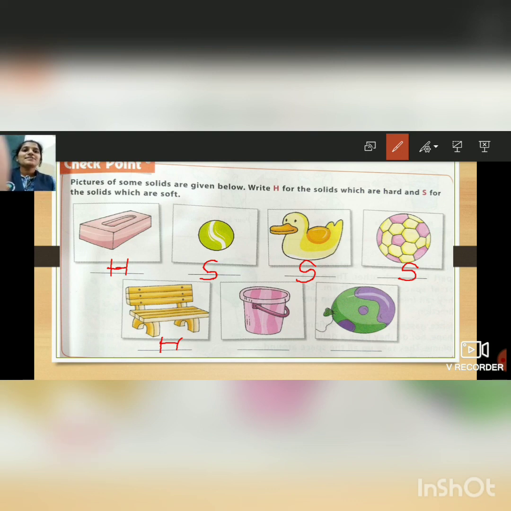Now students, let's see the next example. We can see that the example is of bucket. There is a water bucket, and we know that it also feels hard, so we are going to write it hard. Now students, next and last example is there of balloon. So here students, can you see balloon? And I can feel this balloon very soft. So we are going to write soft for the balloon.